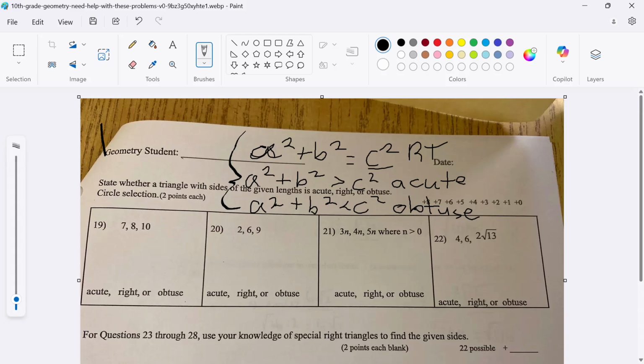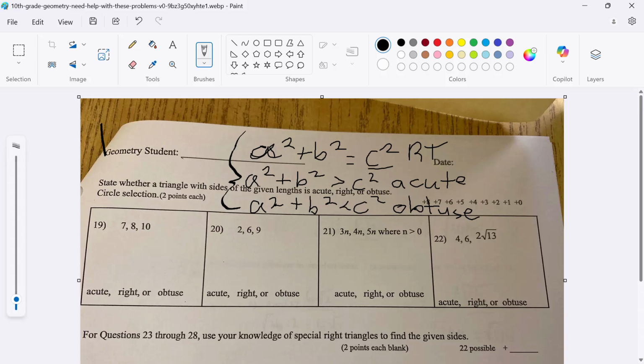If a squared plus b squared, the sum of the squares of the two shorter sides, c is always the longest side, is equal to c squared, that's a right triangle. If a squared plus b squared is greater than c squared, c again is the longest side, that's an acute triangle. And if a squared plus b squared is less than c squared, it's an obtuse triangle.